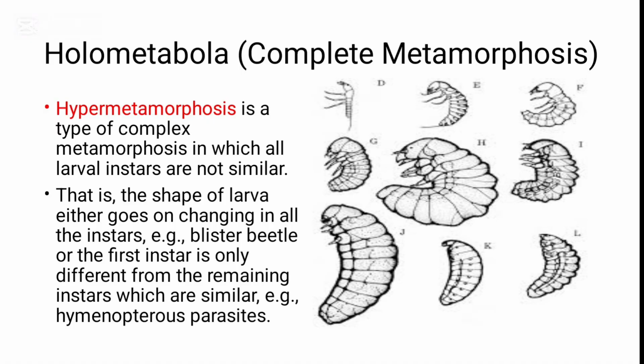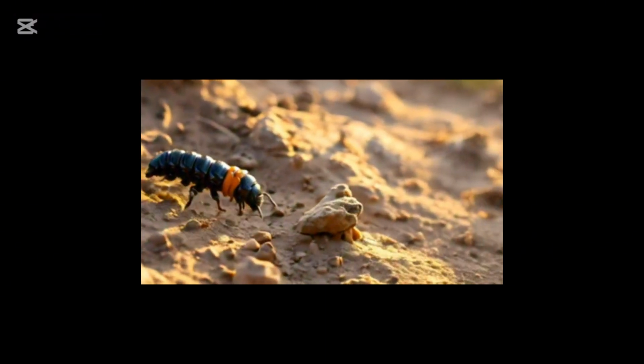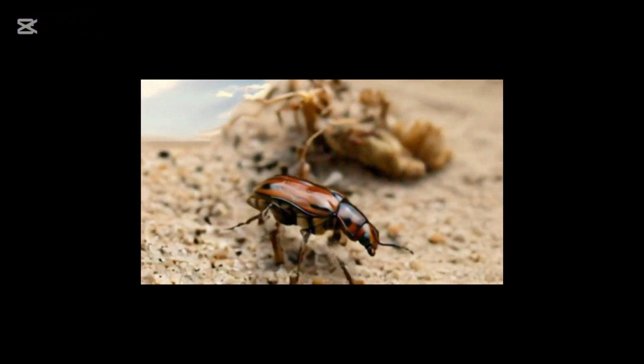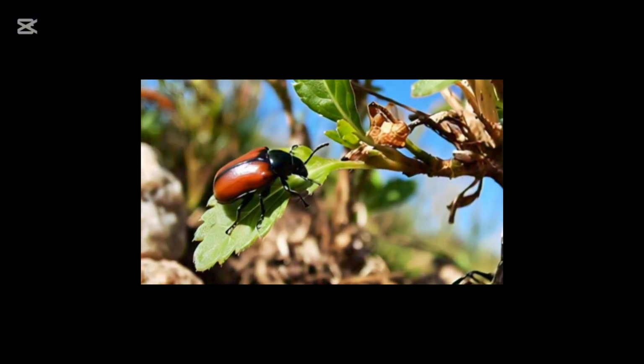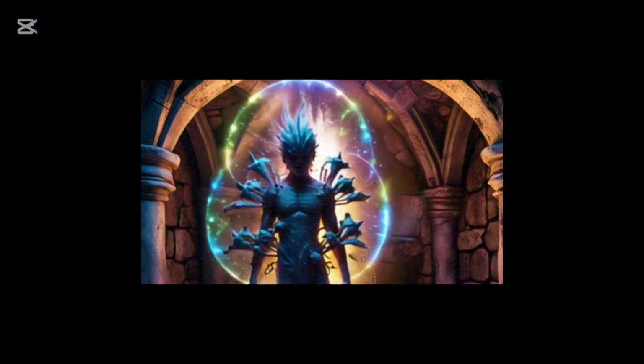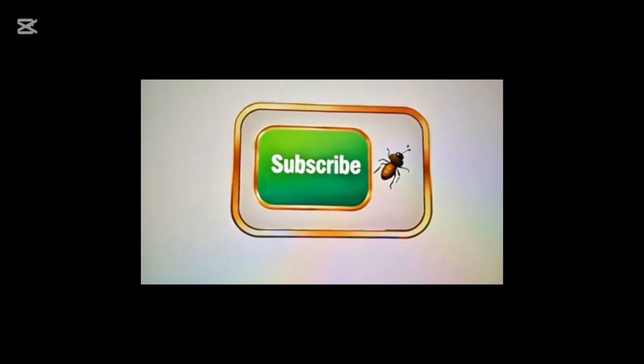Hypermetamorphosis is a type of complex metamorphosis in which all larval instars are not similar. That is, the shape of larva either goes on changing in all the instars, example, blister beetle, or the first instar is only different from the remaining instars which are similar, example, Hymenopterous parasites. It may be mentioned here that in case of complex metamorphosis all larval instars are usually similar.